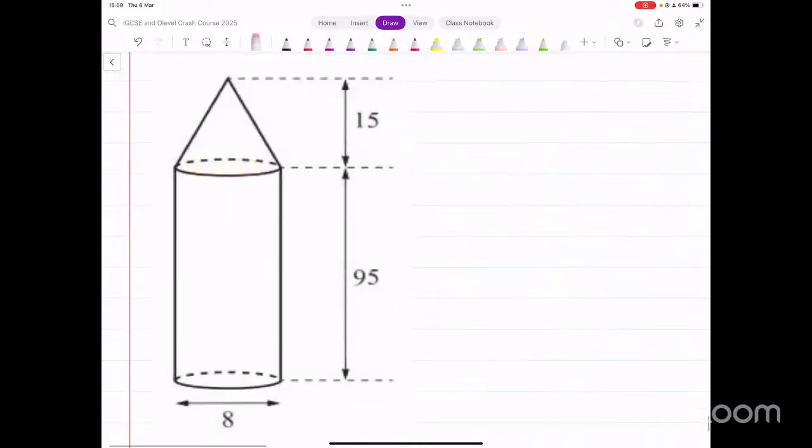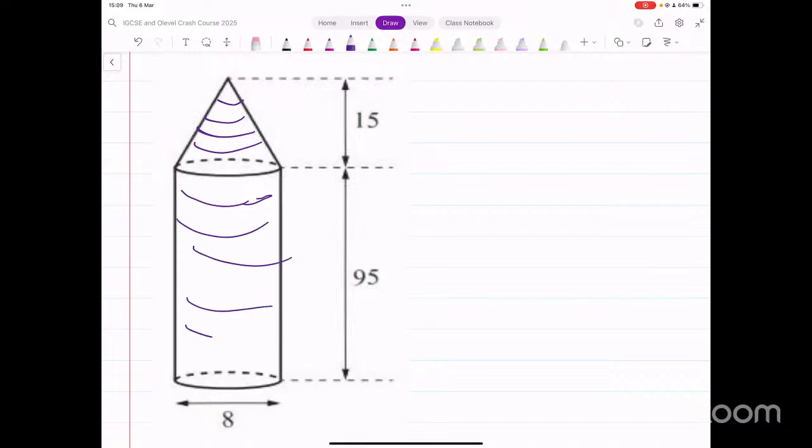So the surface area for this shape would just be the curved surface area of the cone, the curved surface area of the cylinder, and this circle on the bottom. You will find each of these three areas separately. For the curved surface area of the cone, you would use pi r l. For this, you would use 2 pi r h. And for the circle, you would use pi r squared, and you would add all of them up together to find the total surface area of this shape.